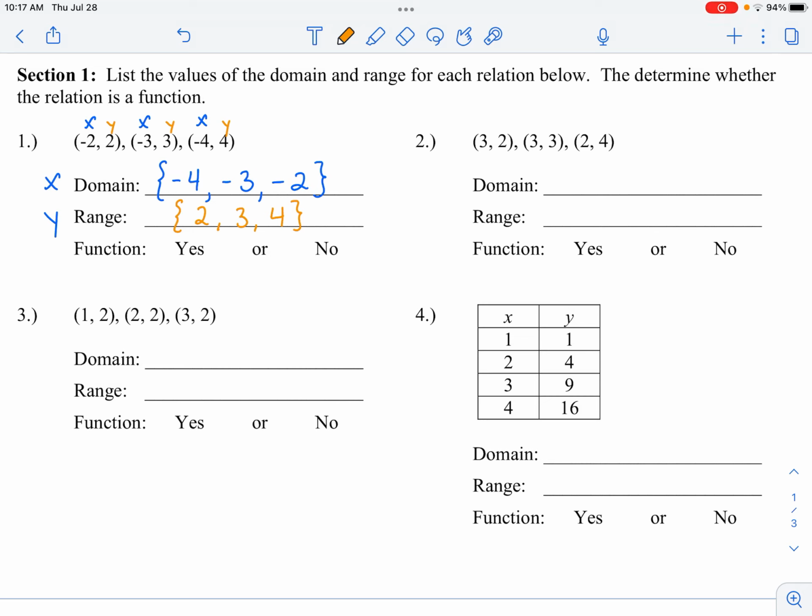The question is, does every x have only one y? So basically I want to see, do any of the x values repeat and have more than one y value? Well, -2 is only paired with 2. There's no -2 for x anywhere else. -3 is only paired with 3. There are no other points that have x as -3. And -4 is only paired with 4. So there's no other place where -4 is an x value paired with another y value.